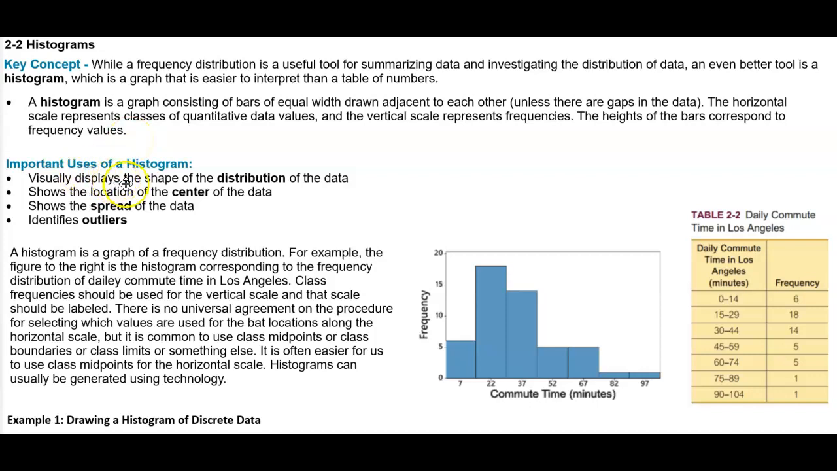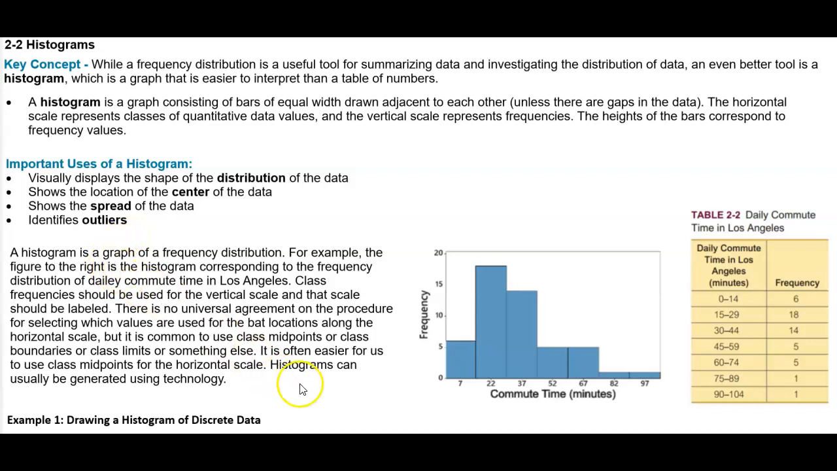Now, the important uses of a histogram. One is that it visually displays the shape of the distribution of the data. It shows the location of the center of the data. It shows the spread of the data, and it also identifies outliers.